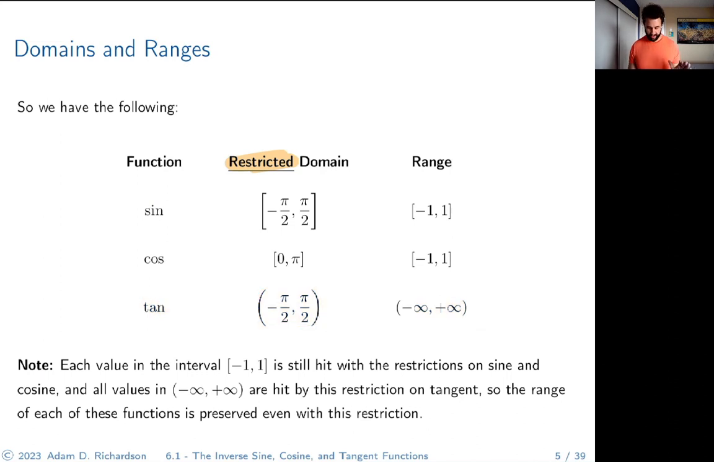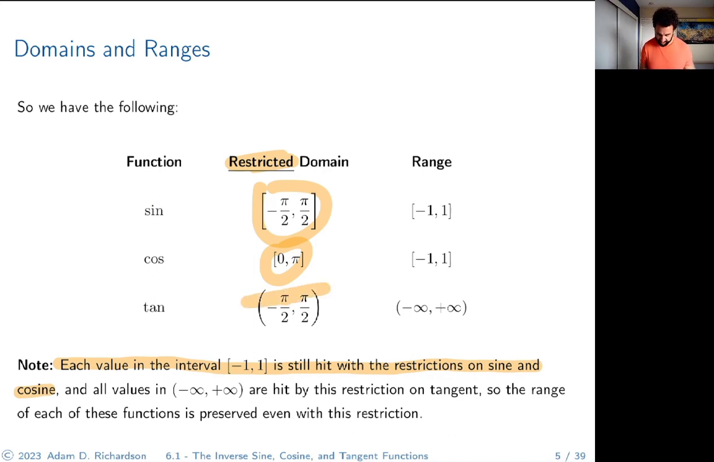All right, now, one thing that's important to note here is that each value in the interval negative 1 to 1 is actually still hit with these restrictions on sine and cosine. And this is what we want. We want this because even though we have cut most of the domain of sine and cosine away, we can still achieve all of the possible outputs of those functions just on these intervals here, which is great because now we're not losing any information, and this is largely because of the periodicity of these functions, right? They're periodic, so they repeat. And as long as you restrict the domain to a point where you can get all those possible outputs, then everything's good. Everything's covered. The same thing for tangent.